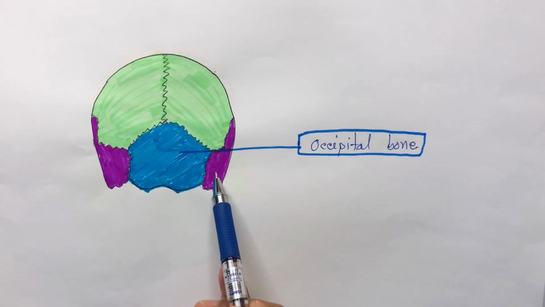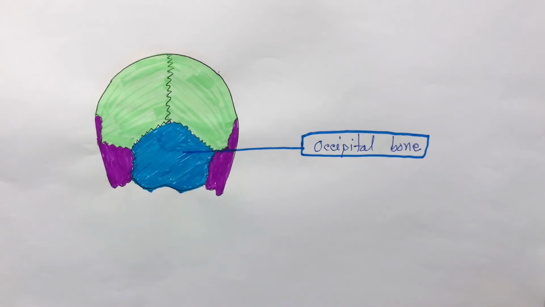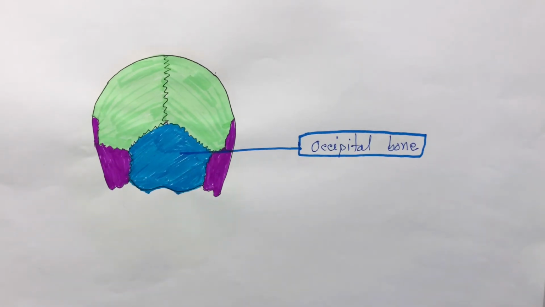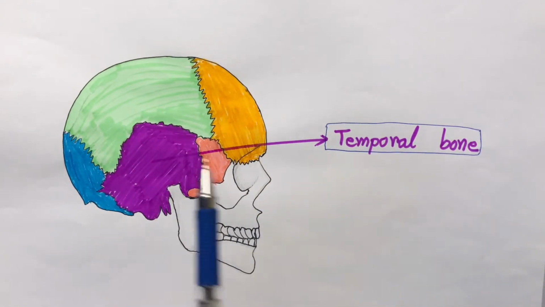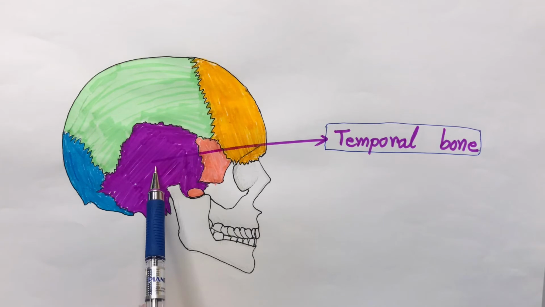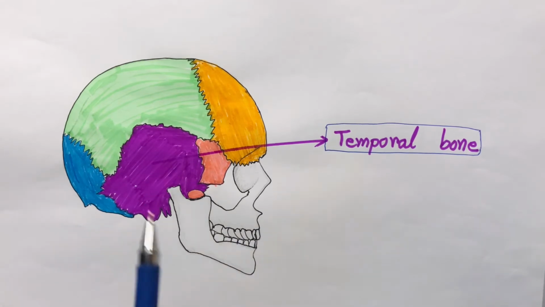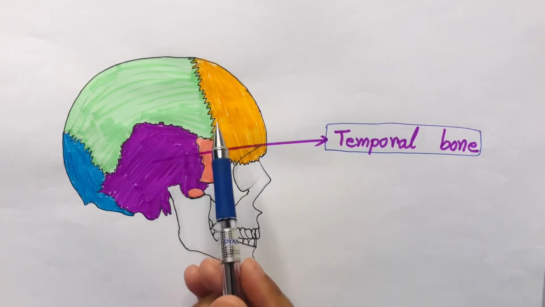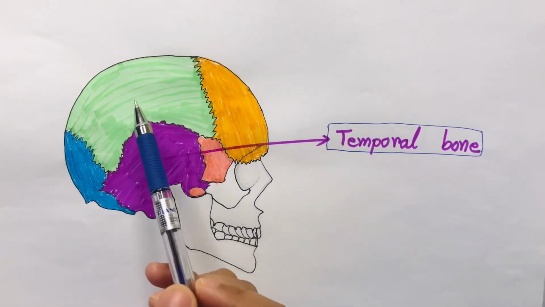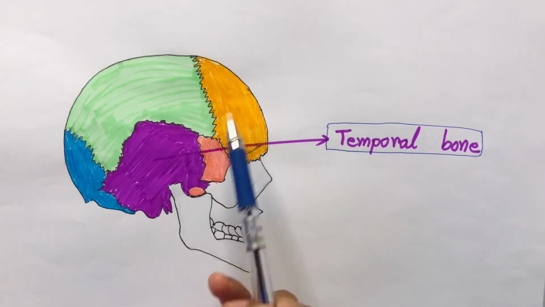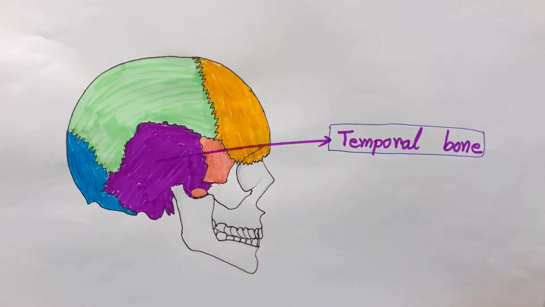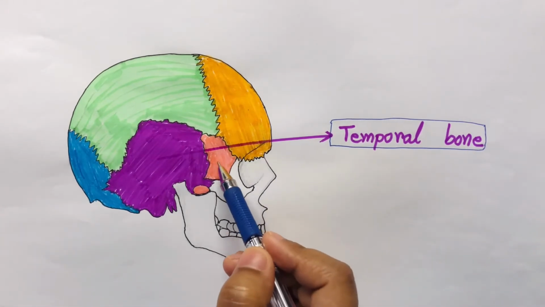Now let's see the temporal bones. If we want to see temporal bones clearly, we have to see the lateral view. So this is the lateral view of the skull, and this is our temporal bone. This is the right temporal bone. On the left side we have another temporal bone, and this green color bone is the parietal bone, and this is the frontal bone, and this is the occipital bone. Now we can see a new bone here, this pink color bone, this is the sphenoid bone.